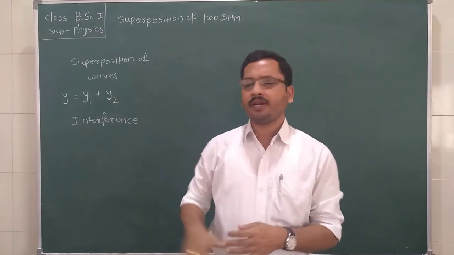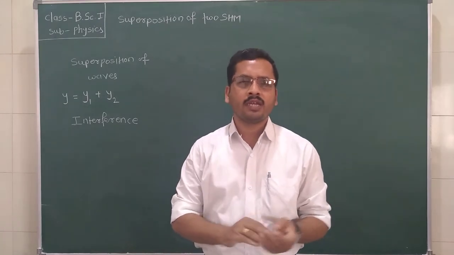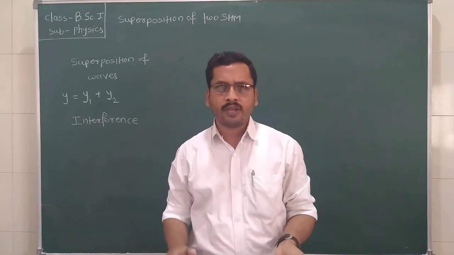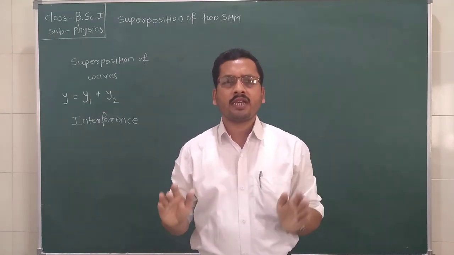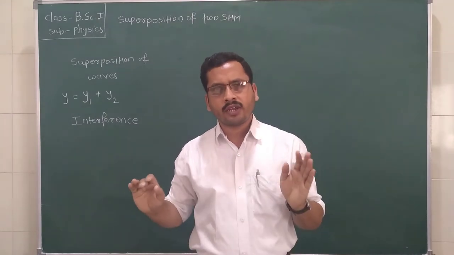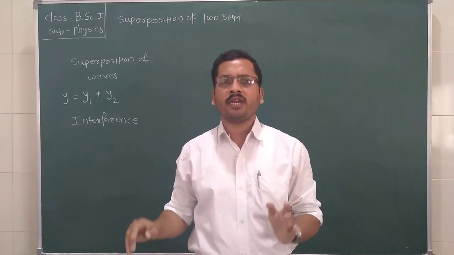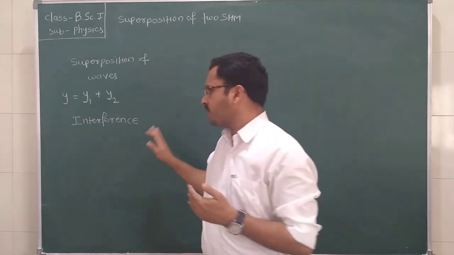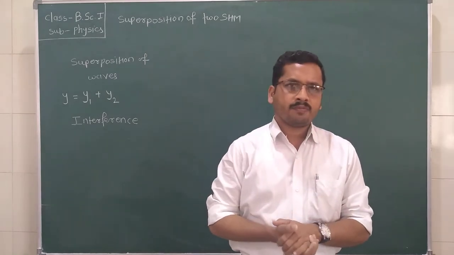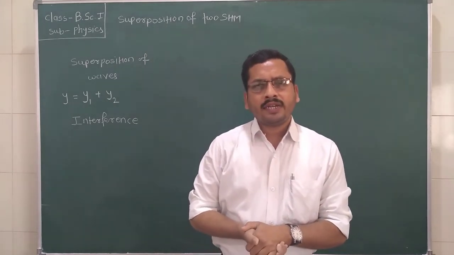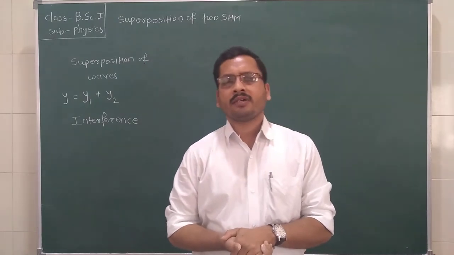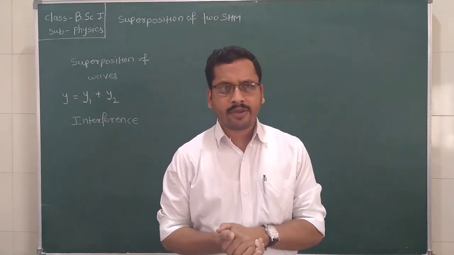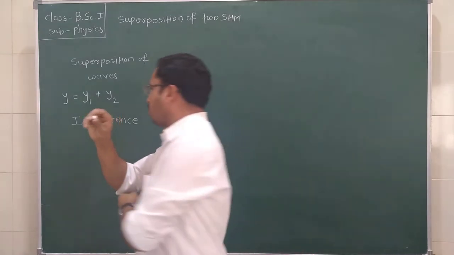So how can we define the interference of two simple harmonic motions? The interference of two SHM is defined as the modification or change in the displacement, or in the intensity, due to the superposition of waves. Now, this interference may be of two types: constructive interference and destructive interference. So, we see the types of interference.